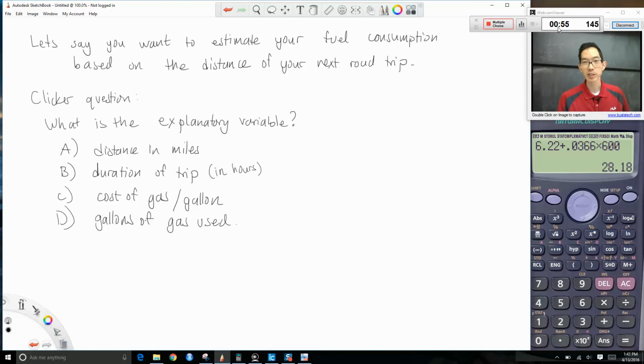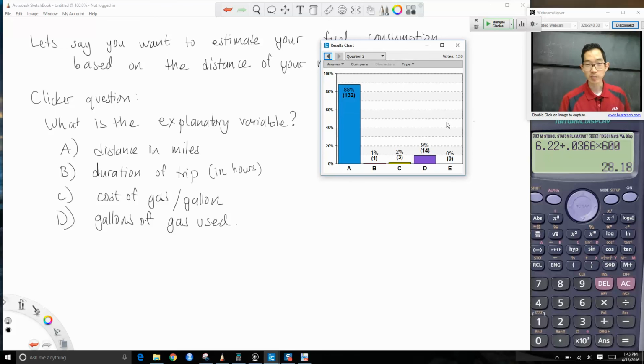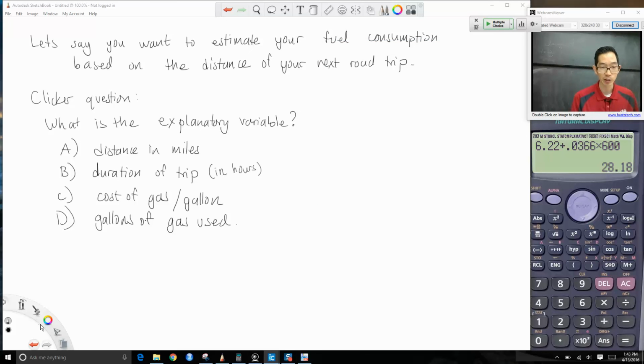Okay, 5 seconds. 3, 2, 1, and stop. So our answer is A. Distance in miles would be our explanatory variable, because this is what we are using to make the prediction.